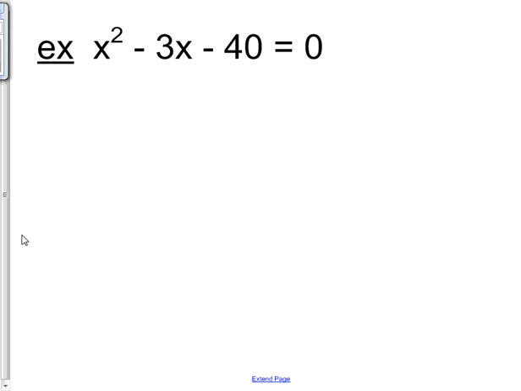So we have something like this. X squared minus 3x minus 40 equals 0. Since it's already equal to 0, we can just go ahead and factor. Look for numbers that multiply to negative 40 and add to negative 3. We get x plus 8.